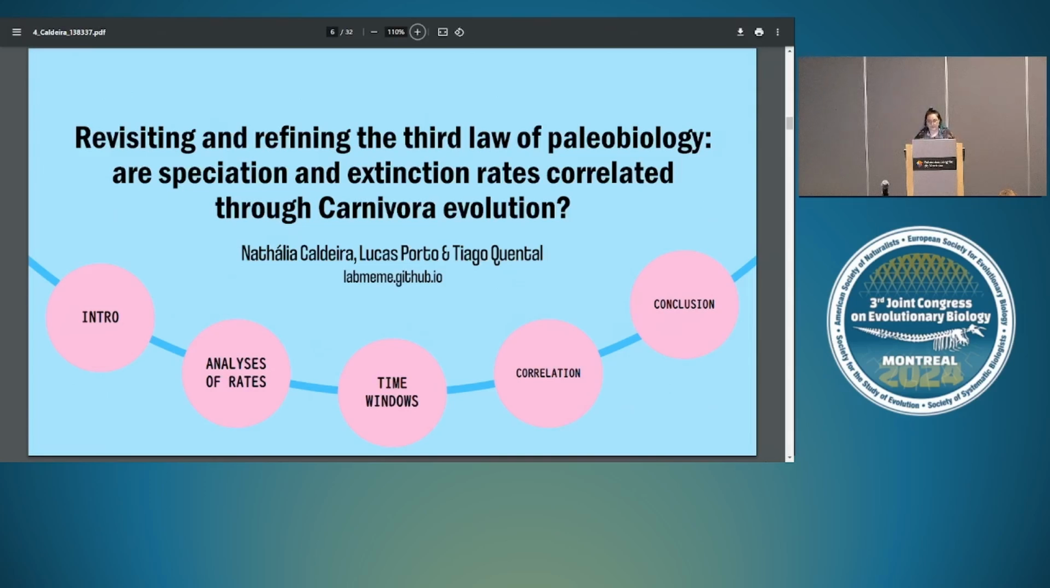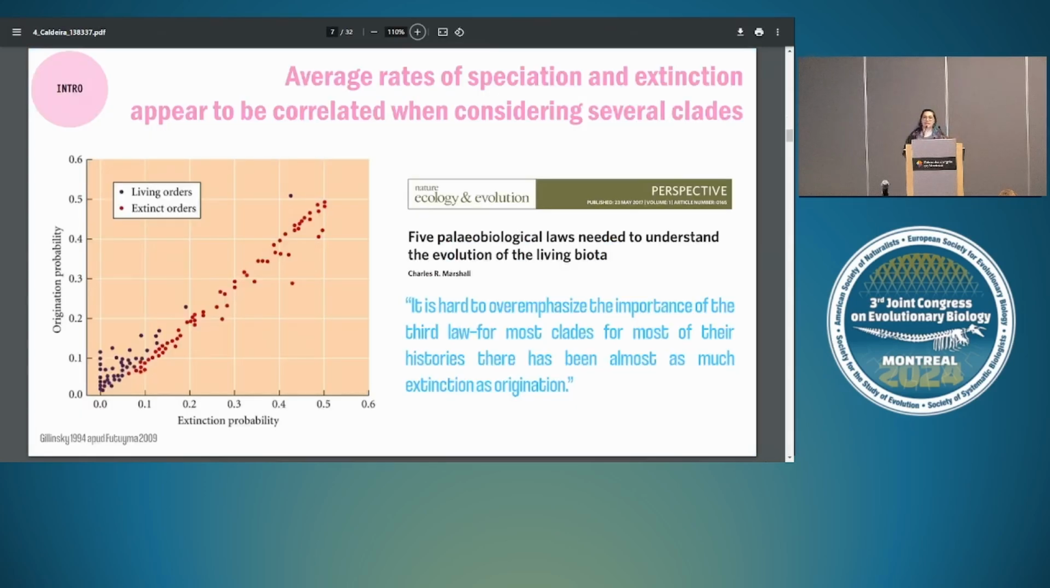So in 1990, Stanley noted that average rates of speciation and extinction appear to be correlated when considering several clades at the same time during the entire diversification dynamic. In 1994, Gilinsky tested that for 163 living and extinct orders of marine animals, as you can see on the right graph. This pattern has been noted in the literature throughout all this time.